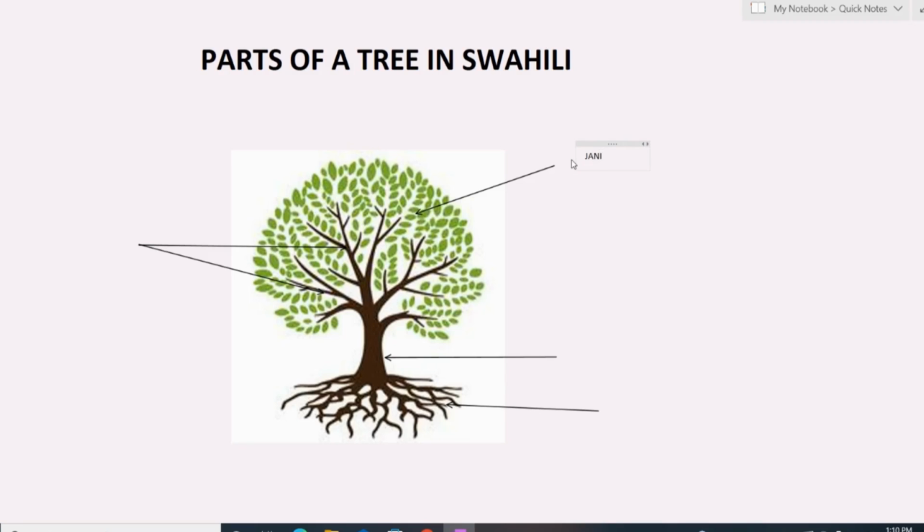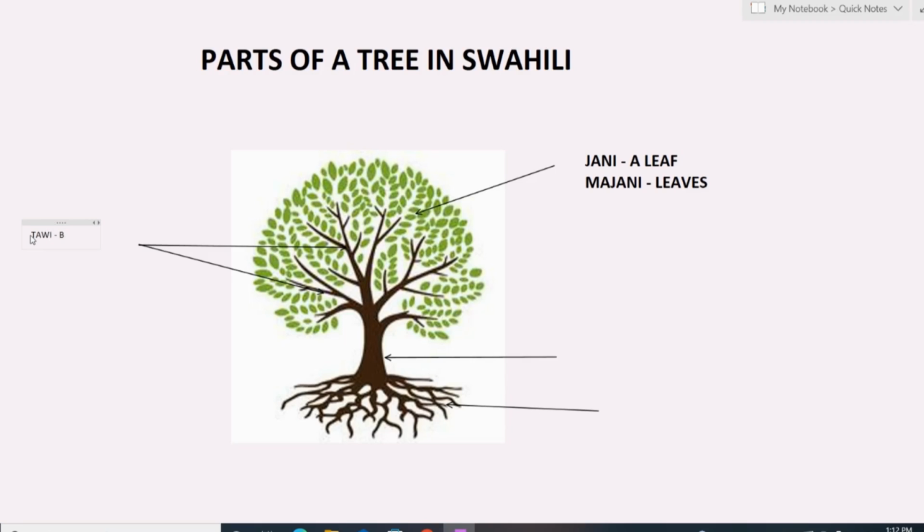Jani. Jani means a leaf. Or majani, leaves. Let me make this bigger so you can see. So, jani is a leaf. Majani means leaves. The second part is tawi.